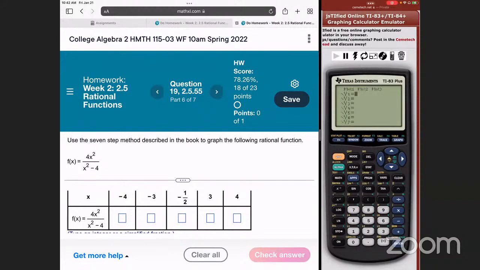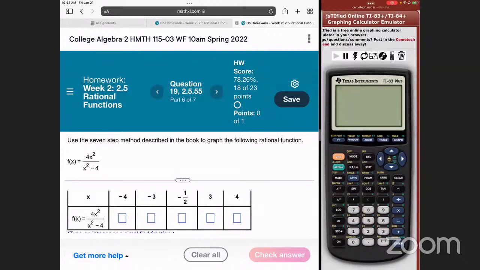So I'm going to go to my y equals, and then for my numerator, I have 4x squared, right? Divided by my denominator, x squared minus 4, right? I just typed it in. I put my whole numerator in a set of parentheses, so it keeps it together, divided by my entire denominator in a set of parentheses, right? So then I'm going to quit. I'm going to hit second mode to quit.